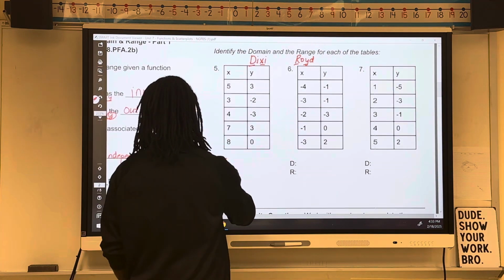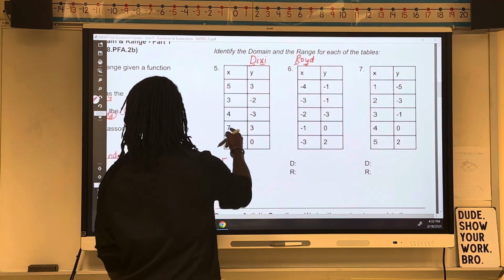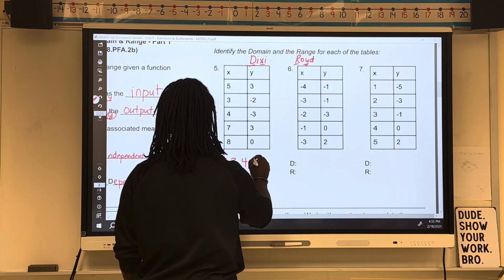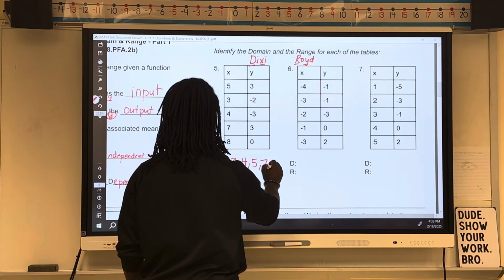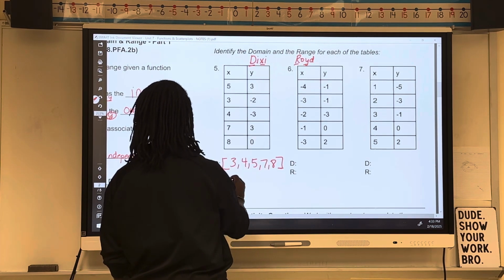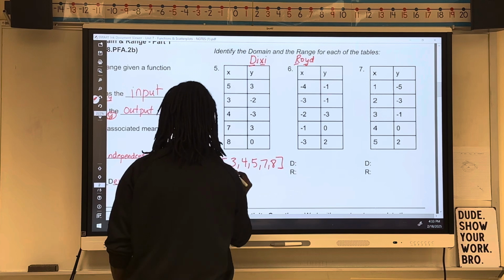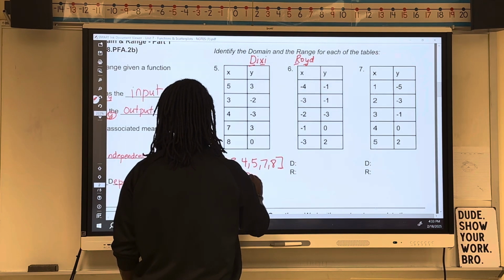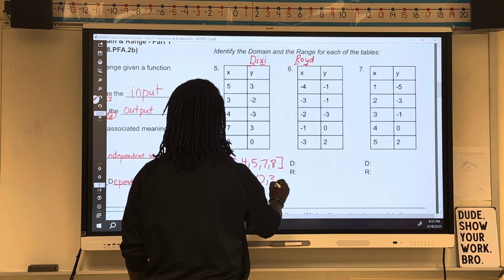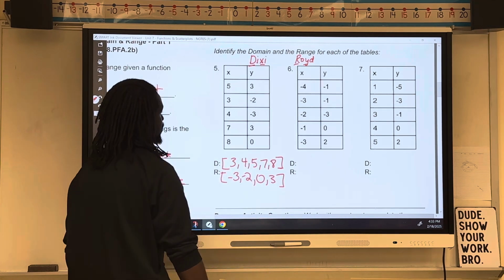All right, domain, putting them in order. We got 3, 4, 5, 7, and 8. That's the domain. For my range, we got... oh, got to start with a negative. -3, -2, 0, and 3. All right.